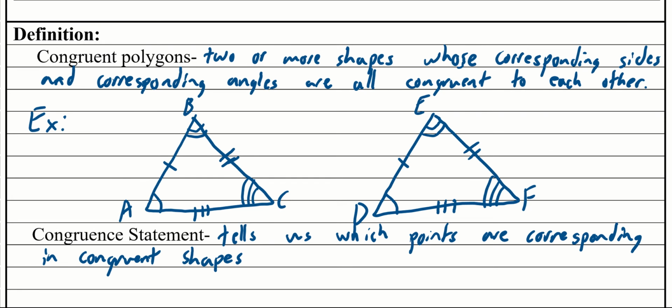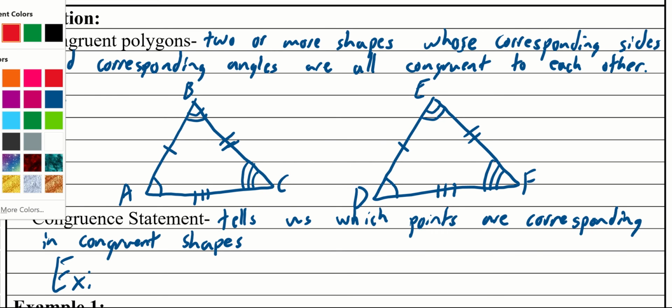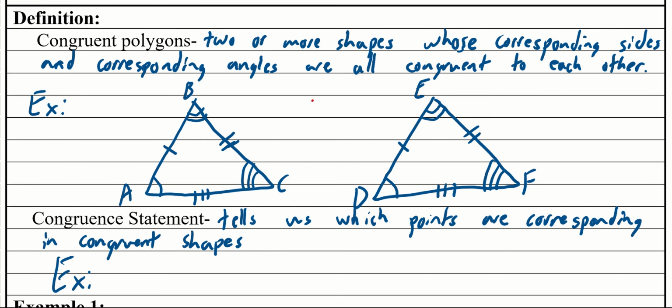It tells us which points are corresponding in congruent shapes. So, using the example that we just had here, I'm actually going to change up the color on my labels. The congruent statement would look like this. Instead of saying side length AB is congruent to DE, we're saying the entire triangle. So I'm going to say triangle, and I'm going to label this ABC.